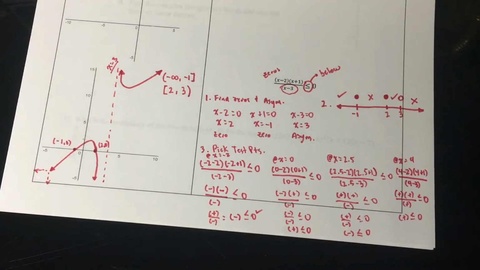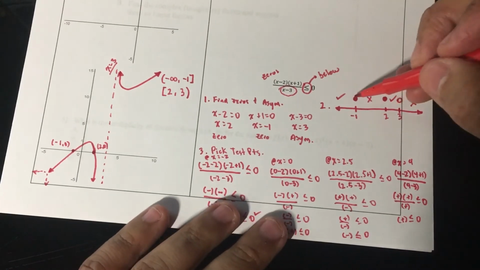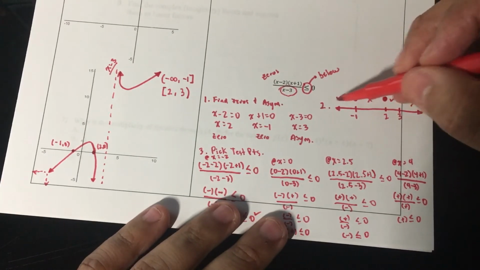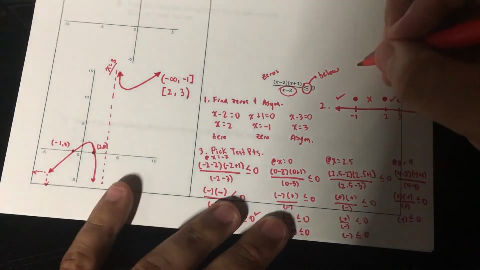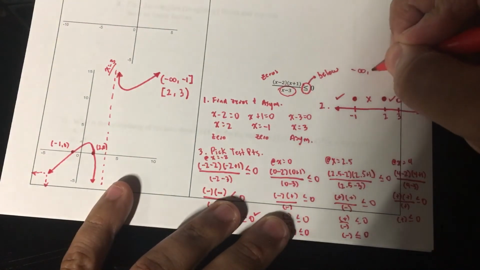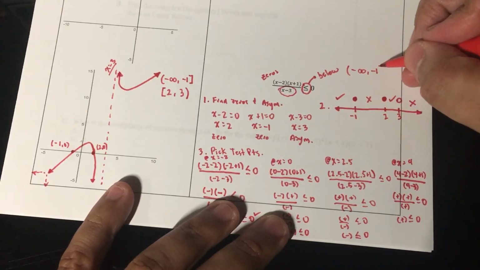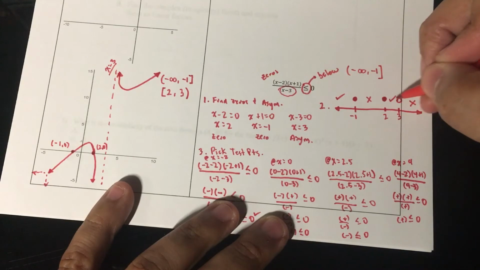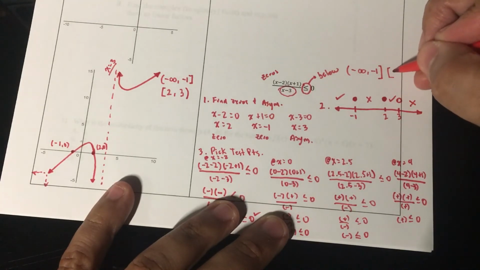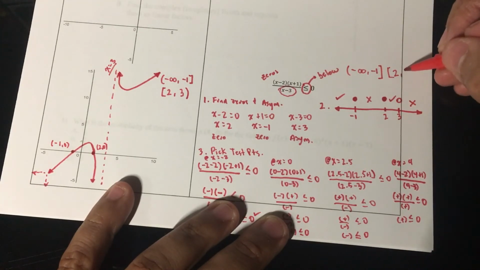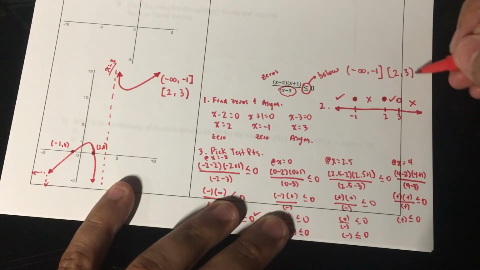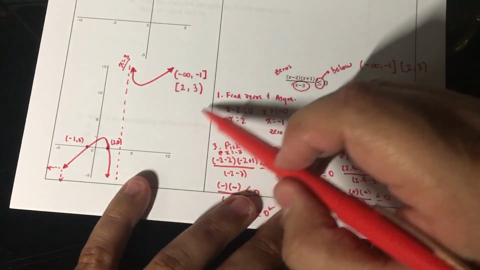Okay, so just to finish this off here, this is included in my set. So any number that is smaller than negative 1, so negative infinity all the way to negative 1. And since this one is included in the set because we had filled it in. From here 2 to 3, it is included in the set, but 3 is not. So this would be a bracket, the same thing that I found over here.